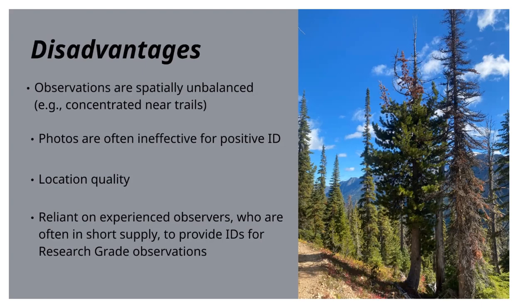Other disadvantages are that photos are often ineffective for positive ID. This highlights the importance of taking really good photos, and we're going to talk about what kind of photos you should take later on. Location quality can be a challenge. Modern smartphones have a GPS, but sometimes your settings aren't set up right, and you may not get a good location and have not very good accuracy. And then the other piece is that it's reliant on experienced observers. This is both a strength and a weakness. The idea with iNaturalist is that you're relying on experienced observers to go in and make the identifications and to make those observations research grade. And so that relies on experts going in and actually looking at the observations.